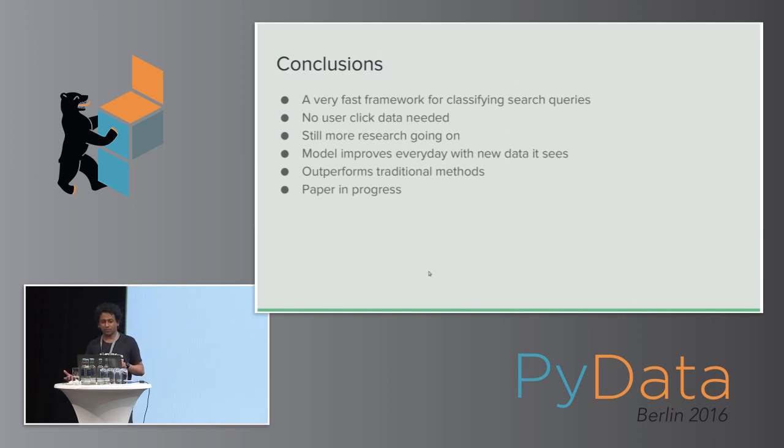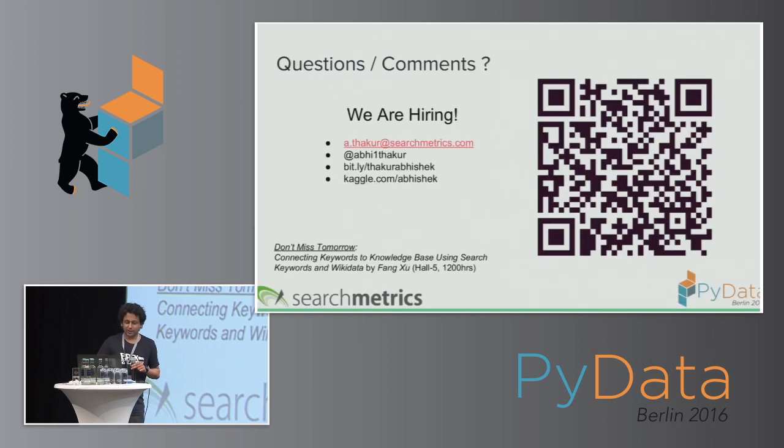So the conclusions: I came up with a very fast network for classifying search queries. More than 1 million queries can be labeled every hour. We don't need any user click data. We are still doing a lot of research on it. The model is improving day by day with the addition of new keywords. It's outperforming the traditional methods in terms of accuracy. And we do have a paper in progress, and you can read more about it if you read scientific papers. Thank you very much.